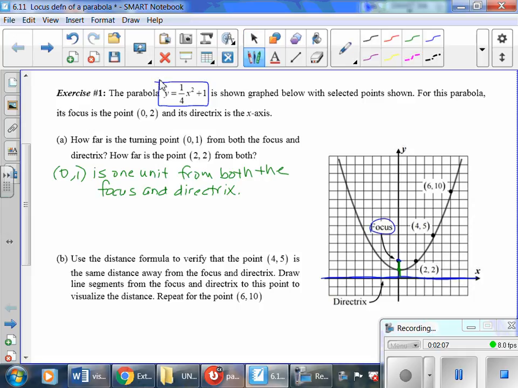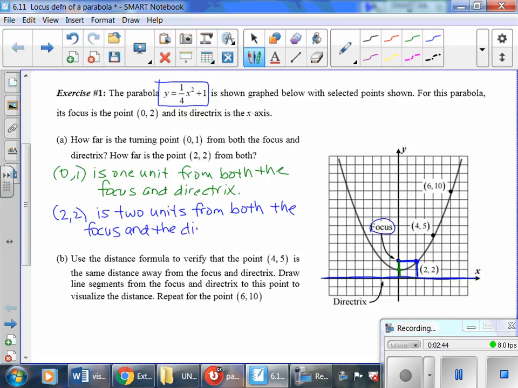The second question says, how far is the point 2, 2 from both? Well, it's nice that they picked these nice points because this is a vertical distance. So we know it's 2 units from the focus and 2 units from the directrix. So we're going to say here that 2, 2 is 2 units from both the focus and the directrix.